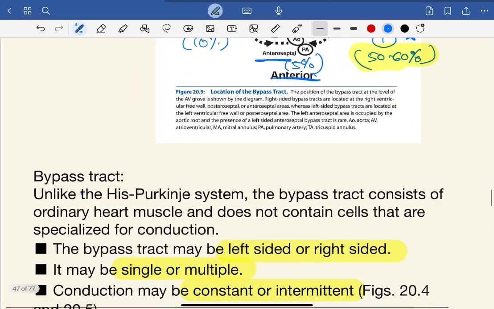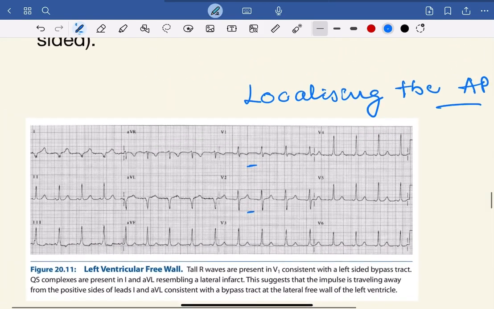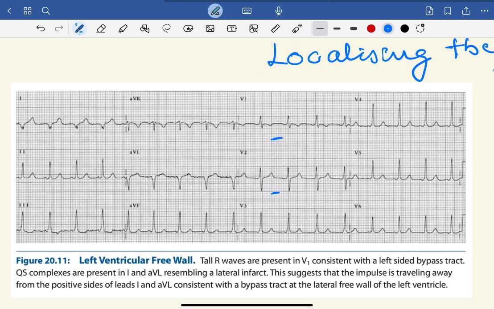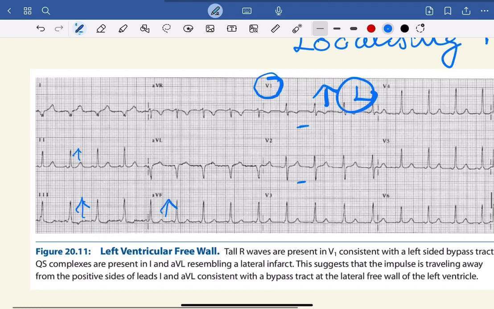Next, let us see some more examples for localizing the AP. This is the diagnosis of WPW syndrome, so here we are only localizing the AP, the accessory pathway. For that you have to see lead V1. Here it is predominantly up, that is, a positive delta wave is present, so it is on the left side. Next you have to see leads 2, 3, aVF. See, there are positive delta waves in leads 2, 3, aVF. That means they are not negative in 2, 3, aVF. So it is not posterior septal, it is free ventricular wall. And you see QS complexes in lead V1. So it is again suggestive of left ventricular free wall.